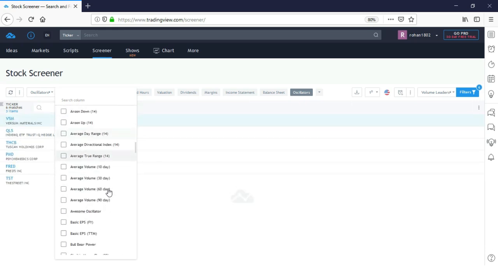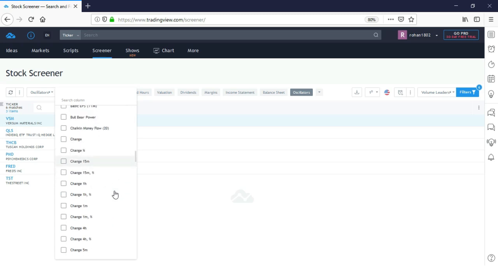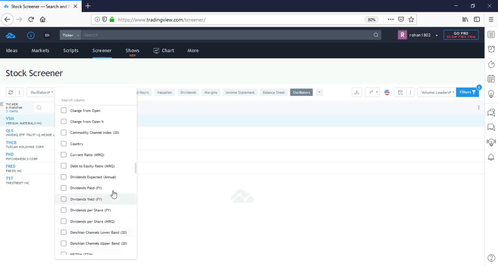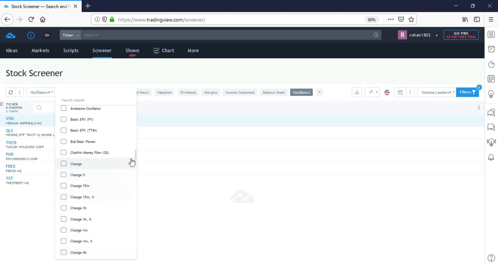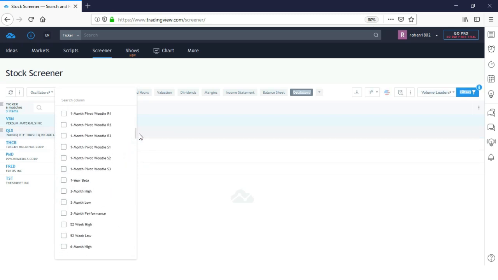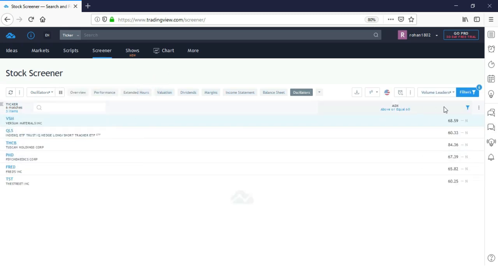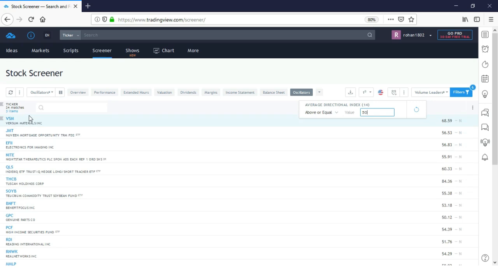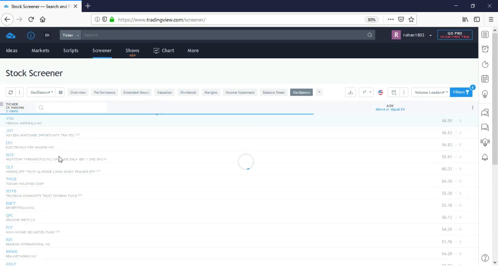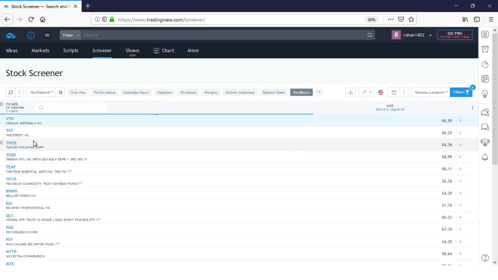And if you consider, say, ADX, and choose that ADX that is above or equal to 50, we can easily identify 24 stocks, and we can use any one. Say we can use VSM or somebody else.